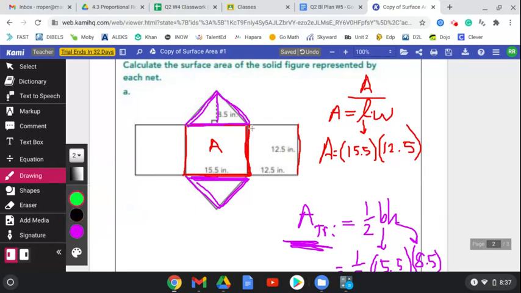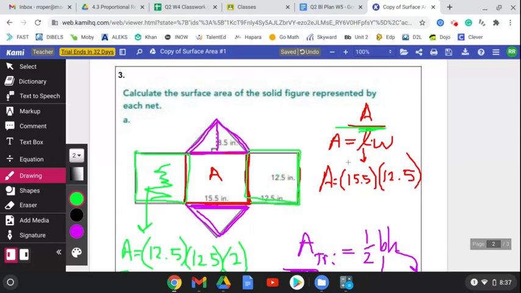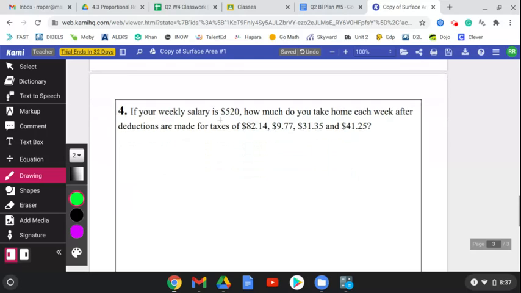Finally, I have this rectangle right here and this rectangle right here. But actually, they're special rectangles. They're squares, right? Because from here to here is 12.5 and from here to here is 12.5. So the area here is going to be 12.5 times 12.5. That's the area of this square, and I have two squares, so again I'm going to have to multiply by 2 to get the area of both of them. So I have the area of the squares, the triangles, and the rectangle. Find the area of all three of them and then add them together, and that will give you your surface area.